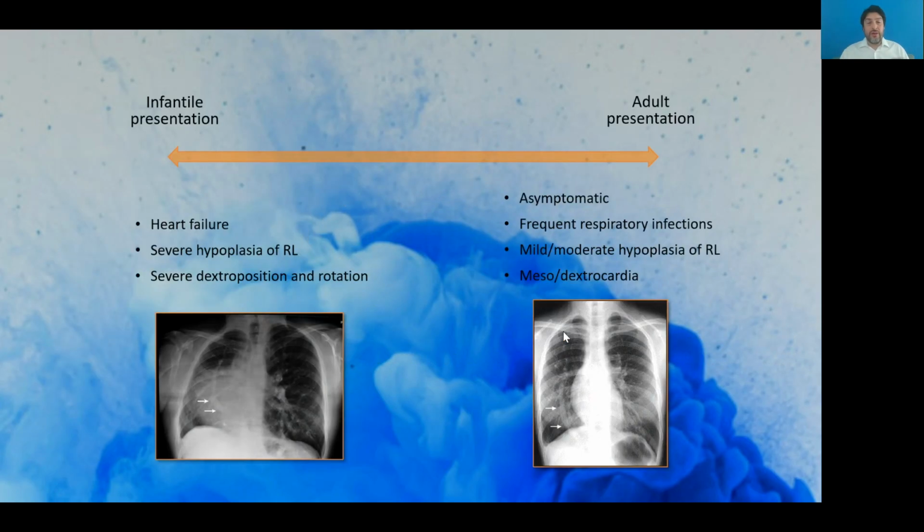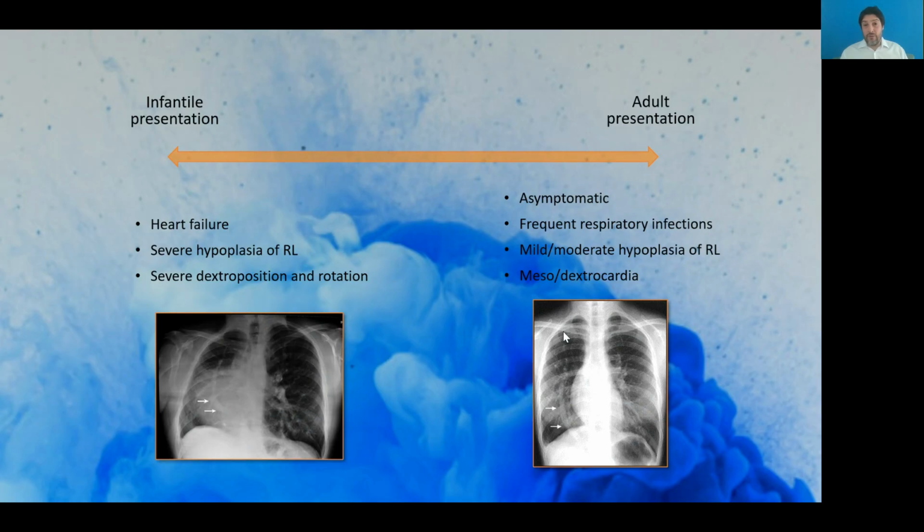As you might know, there are two general types of presentation. You have the infantile presentation, in which there is a patient that is a newborn or less than 1 year that is in severe heart failure. And usually what we find is that the patient has severe hypoplasia of the right lung and severe dextroposition and dextrorotation of the heart.